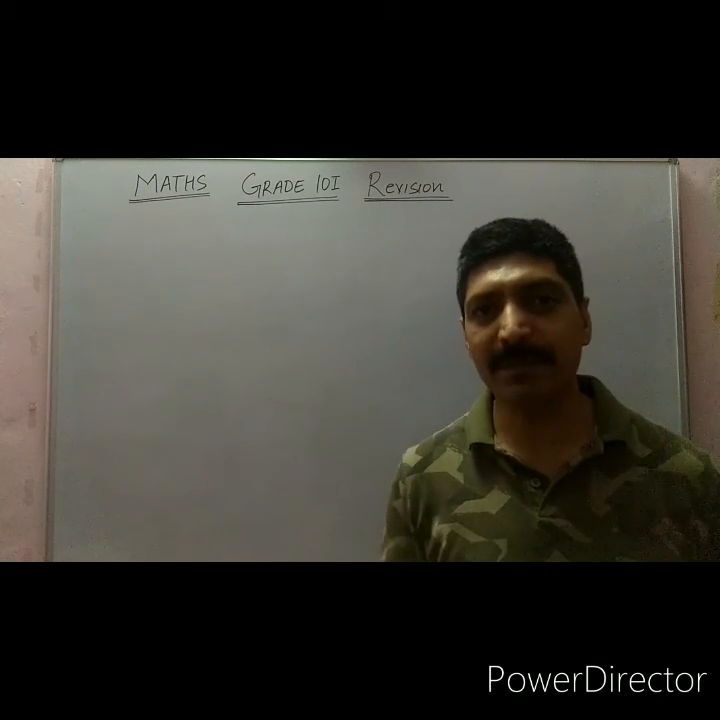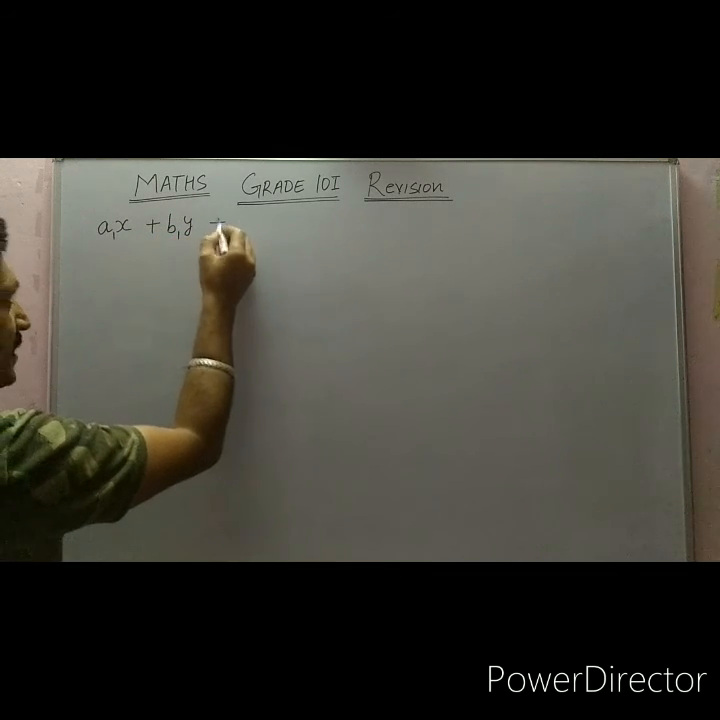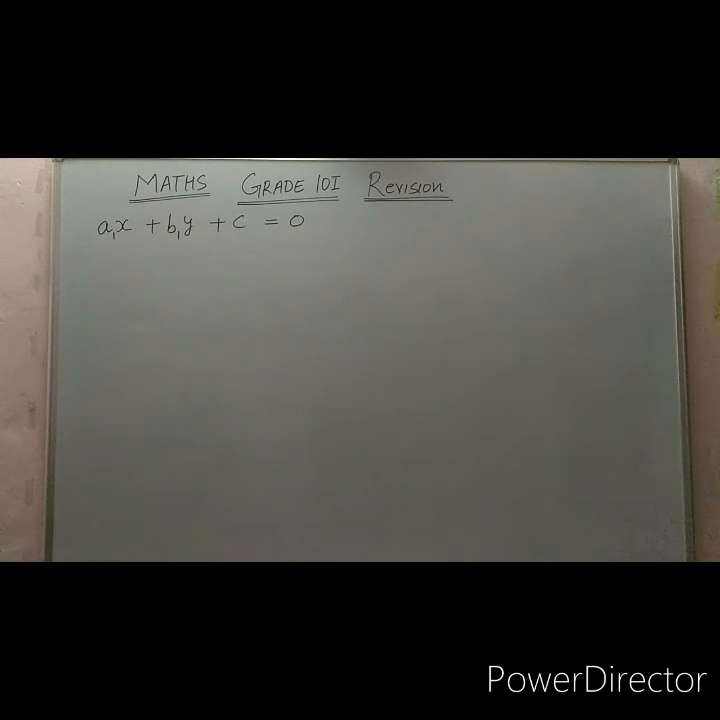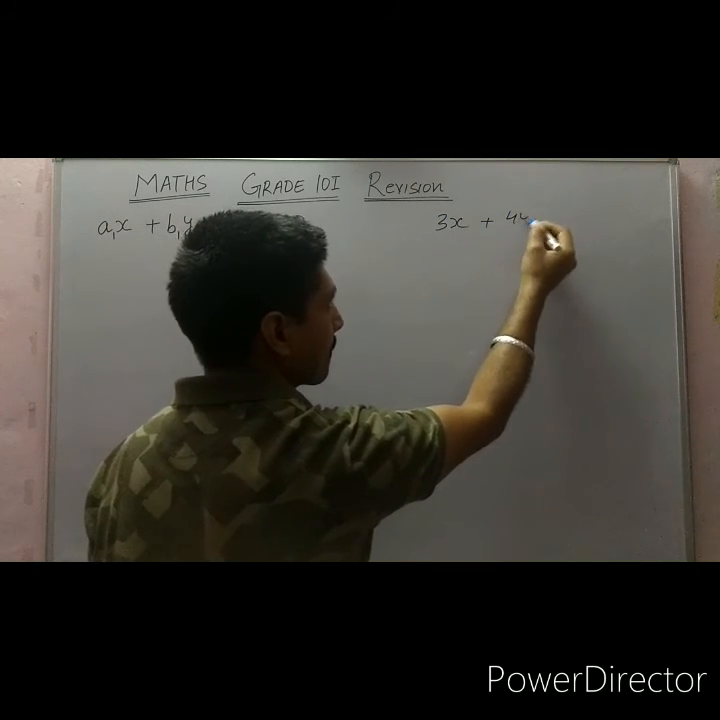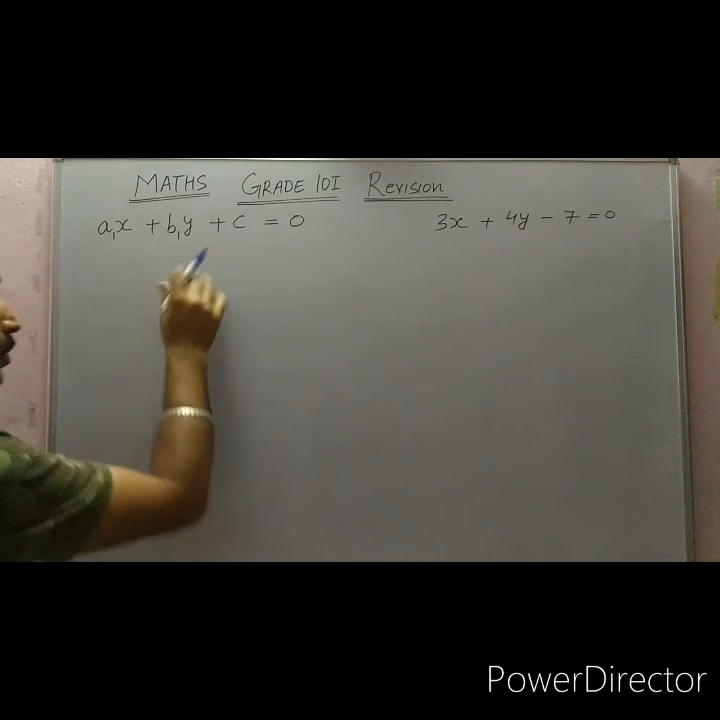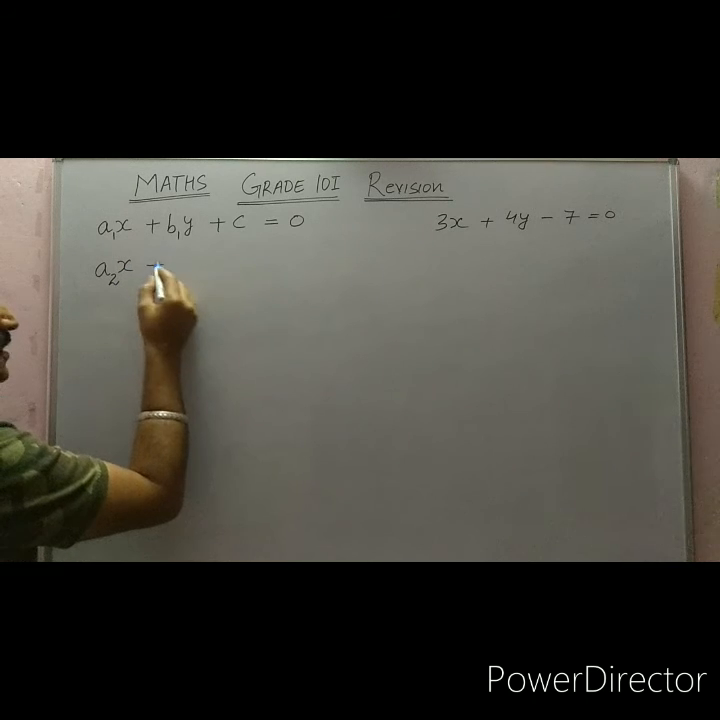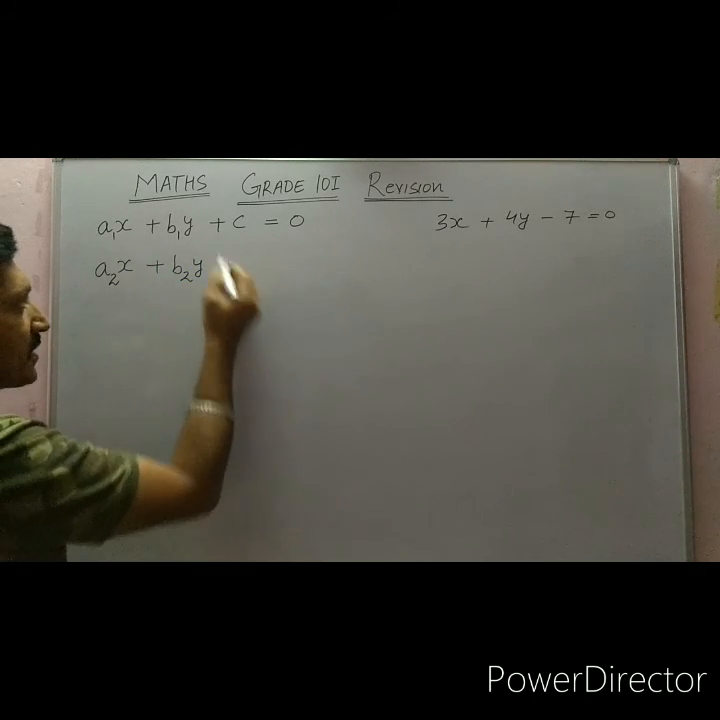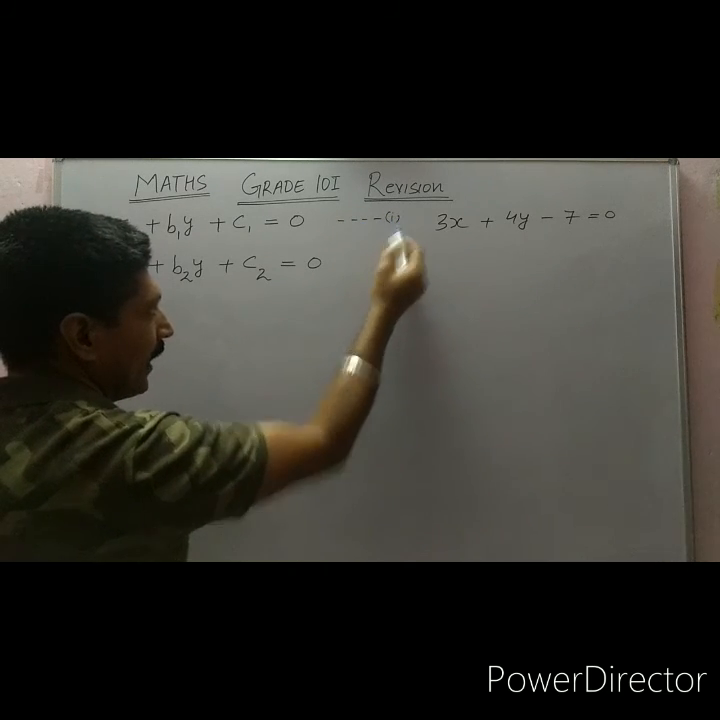So your simultaneous equations, general form: we have the equation a1x plus b1y plus c1 is equal to 0, and this is a linear equation in two variables. It represents a line. Suppose we have like 3x plus 4y minus 7 is equal to 0. So this represents a line. So we are talking about simultaneous equations, so two equations. Here a2x plus b2y plus c2 is equal to 0. So we have two equations, equation number 1 and equation number 2.